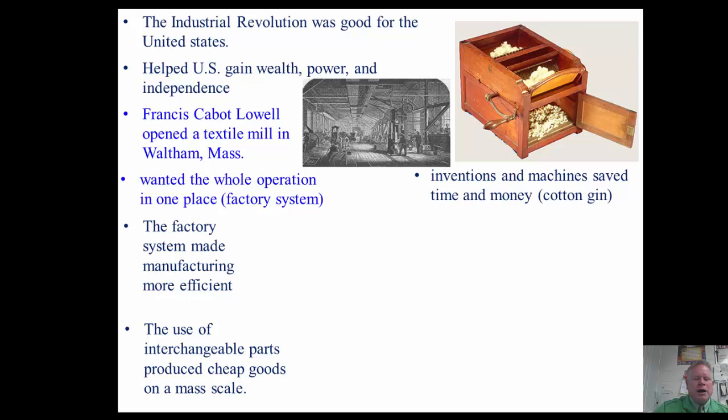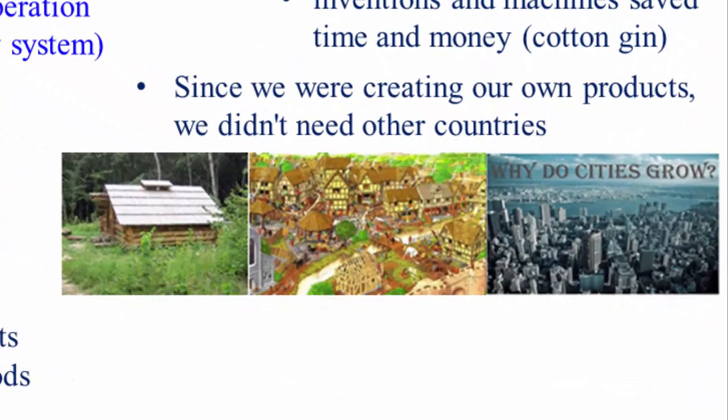Then interchangeable parts came around, and their use produced cheap goods on a mass scale. This was good for the economy because people could buy stuff cheaper, and so people sold more stuff, and it just kind of snowballed. Since we were creating our own products, we didn't need other countries anymore, so it gave us a little bit of independence from other countries.